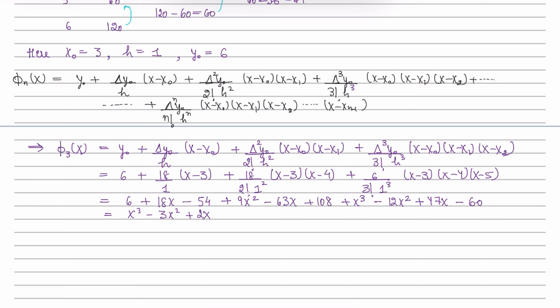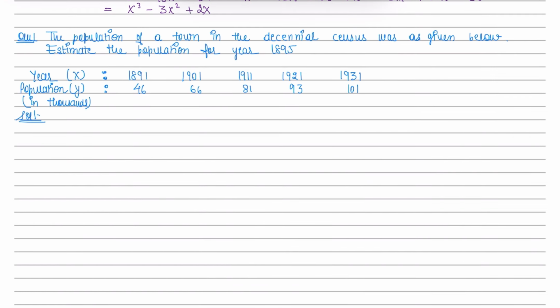Let us try one more question, which says to estimate the population for 1895, and we can see that this value lies between x0 and x1, which is close to the beginning of the set of tabulated values.